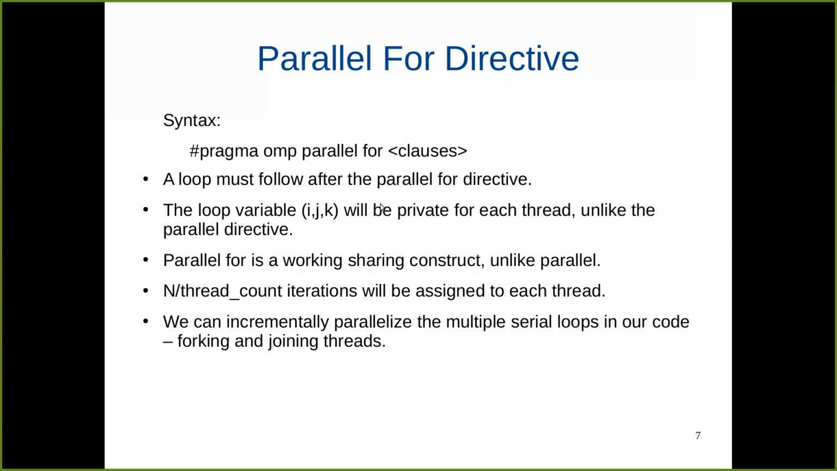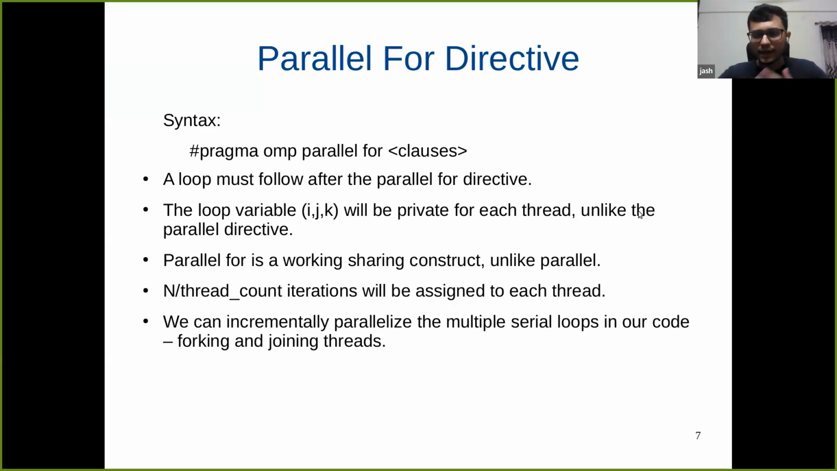Right, so as we saw, this parallel for directive has the syntax #pragma omp parallel for followed by clauses that we want to add, like reduction or thread count or anything like that. And a loop should follow. Specifically, a for loop must follow this parallel directive. And the loop variables, which are i, j, k, used for iterating over the loop, are private for each thread, unlike the parallel directive.